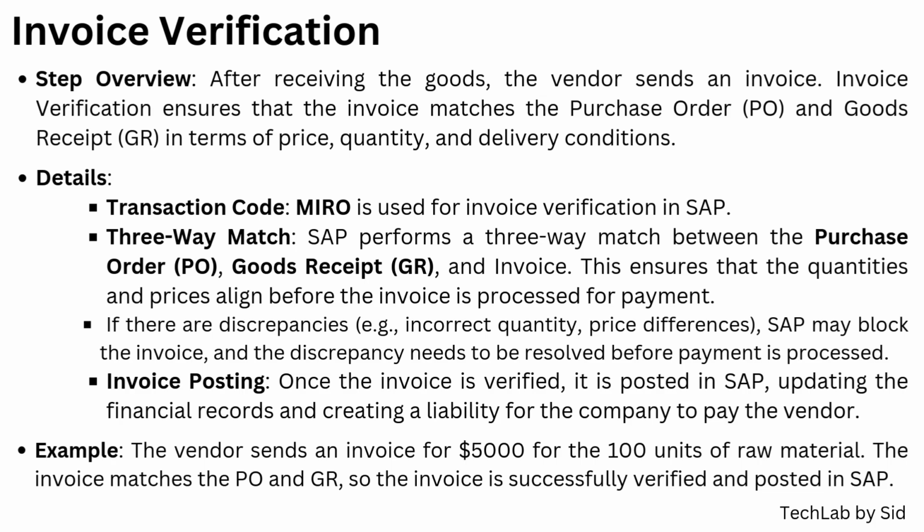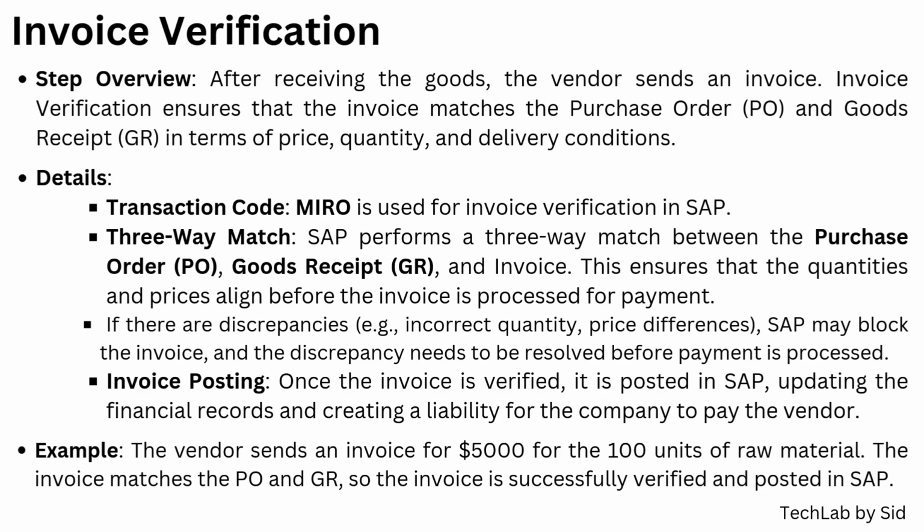After receiving the goods, the vendor sends an invoice. Invoice verification ensures that the invoice matches the PO and GR before processing payment. Using transaction code MIRO, a three-way match occurs between the PO, GR, and the invoice to ensure consistency in quantities and pricing. If discrepancies are found, the invoice is blocked until resolved.